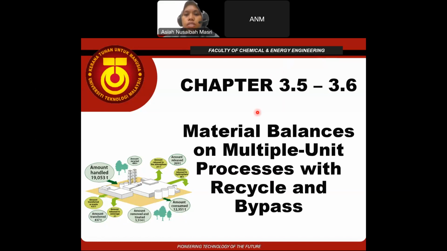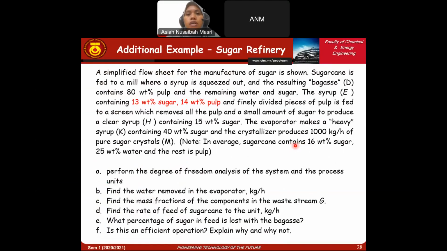So today we are going to continue on chapter 3.5 to chapter 3.6 on the material balances on multiple unit processes. So last week we have already discussed about this topic. We have also practiced on some example. So today we are going to study on another example. So it's about sugar refinery.